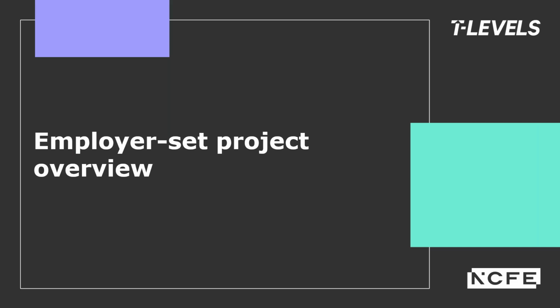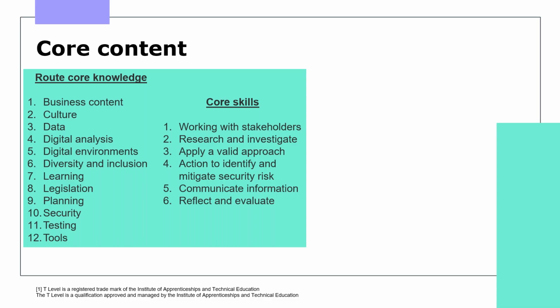So we're now going to begin with the high-level overview of the T-Level employer set project. Here is the core content, which is broken into the knowledge content, consisting of the 12 root elements for the Digital Business Services T-Level, and the 6 core skills that students will need to demonstrate.